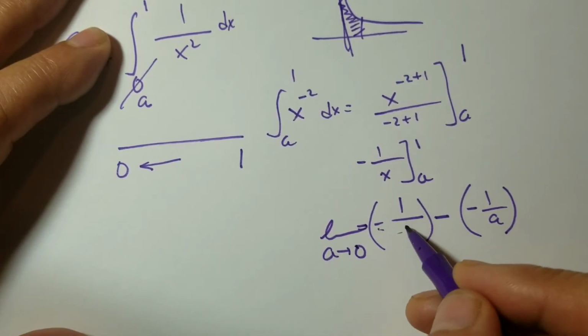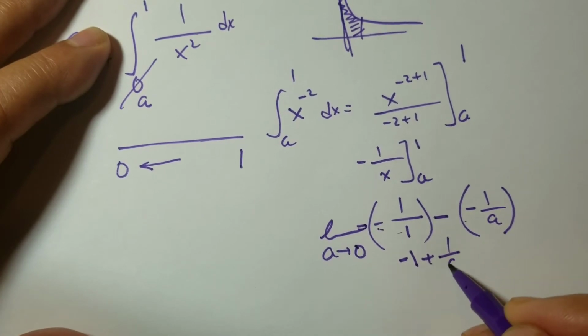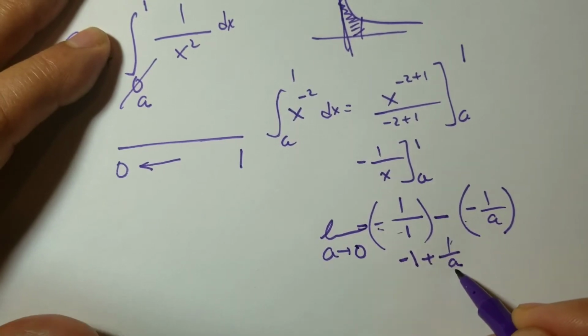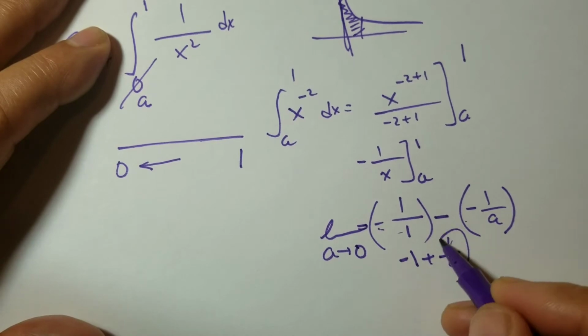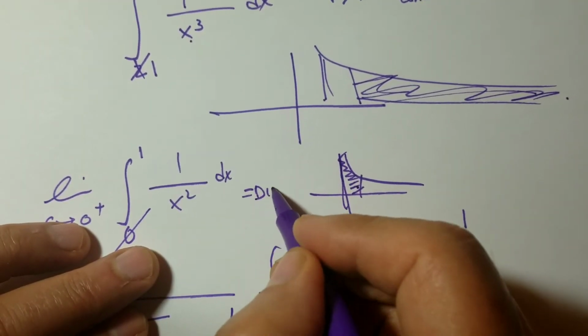Right now, I'm going to take the limit as a approaches 0. I know this piece is going to become -1. This piece is plus 1 over a. But what is 1 over 0? Undefined. Therefore, that area diverges.